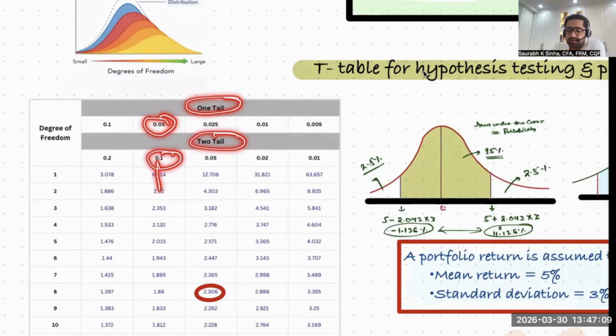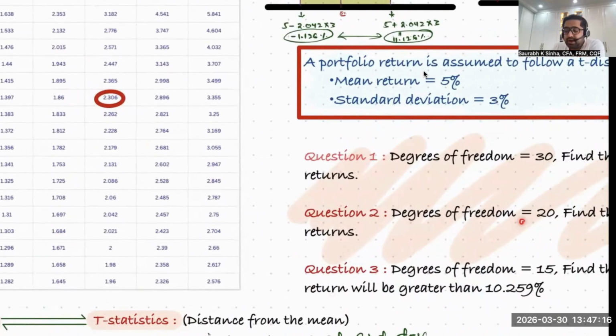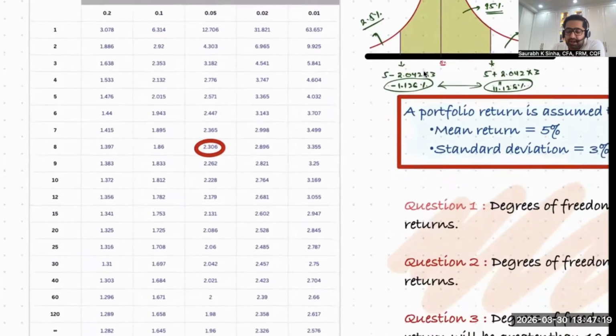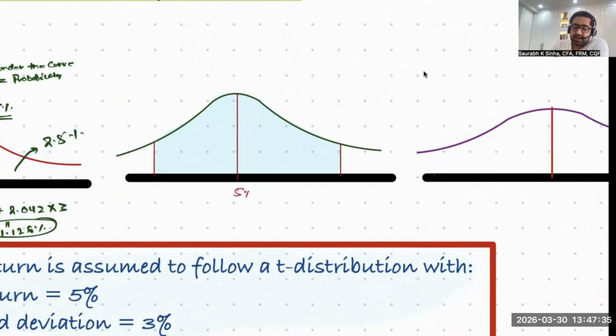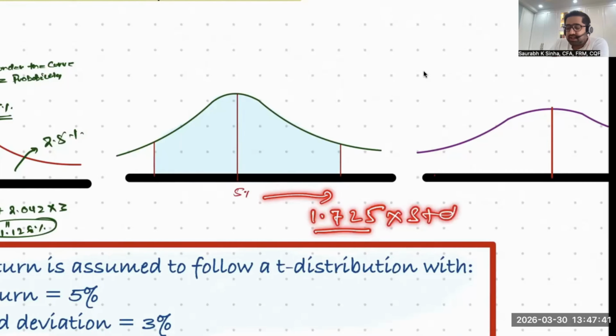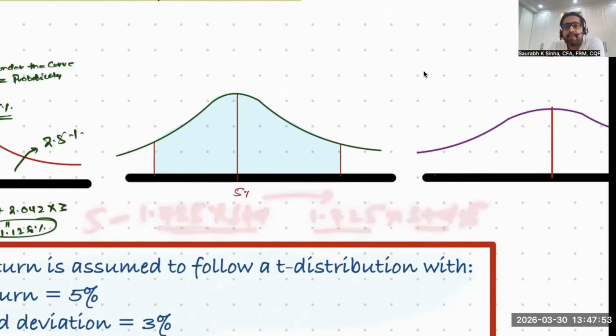In both the situations, you have to refer to this column. But the degree of freedom is 20. The degree of freedom of 20 means that you have to study this row and this column. So this row and this column will give you T statistics as 1.725. Which means that you have to move 1.725 standard deviations in the right direction, and 1.725 standard deviations in the left direction, symmetrically from the mean. So 5 minus, 5 plus, and you'll get certain values.